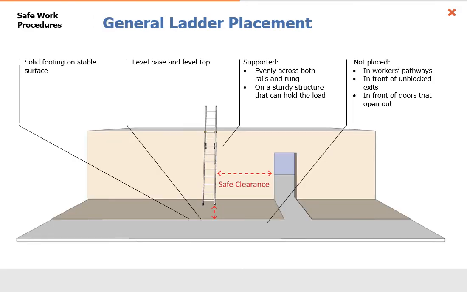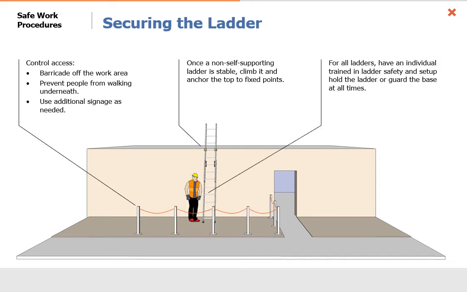Below is a general ladder placement guide. We want to make sure that you have a solid footing, a level base, evenly supported across both the rungs and the rails, a sturdy structure that can hold the load. These are all things to look for when placing a ladder.